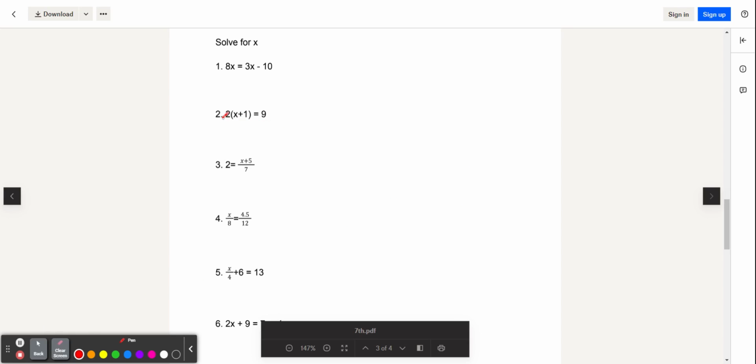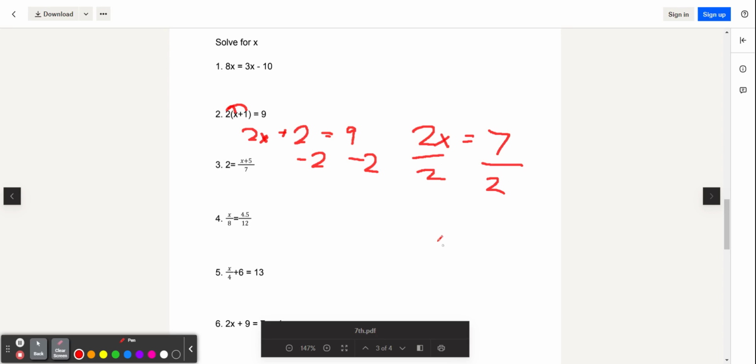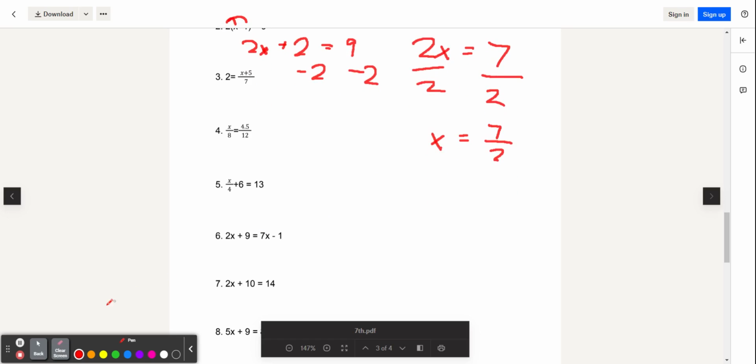An alternative way to solve this is to distribute the 2 by multiplying it out. Then you would get 2x plus 2 is equal to 9. Then, just like problem 1, you can subtract the constant from both sides. 2x equals 7. Simply divide, and you'll see that we end up with the same answer. x equals 7 over 2. So 2 ways to get to the same answer, whichever works for you.